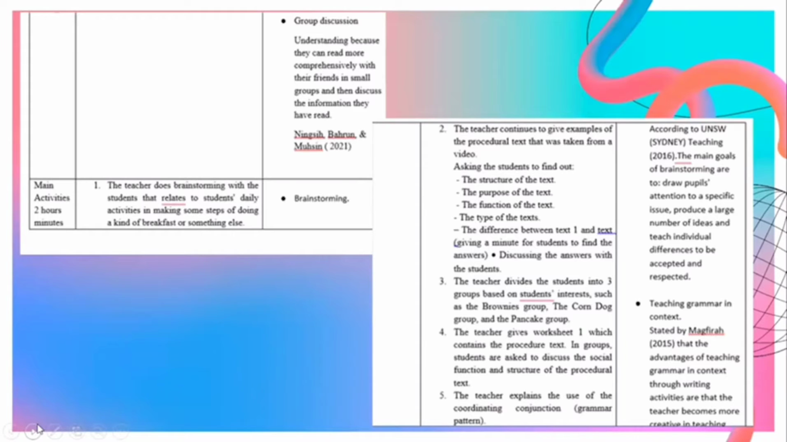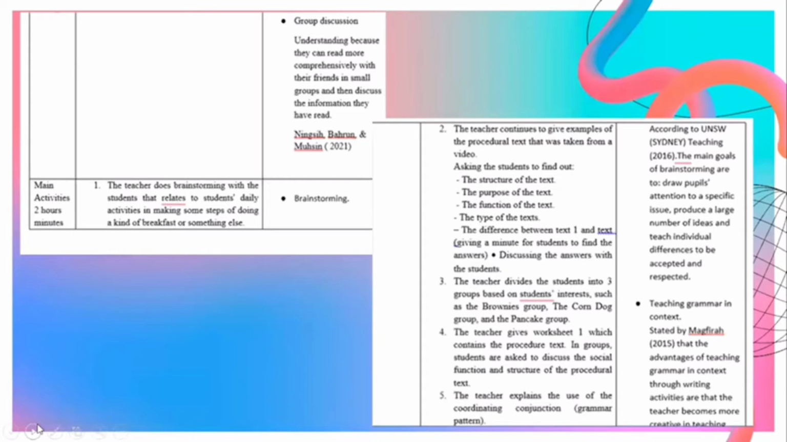The fourth, the teacher gives worksheet 1, which contains the procedure text. In groups, students are asked to discuss the social function and structure of the procedure text. The fifth, the teacher explains the use of the coordinating conjunction, which is the grammar pattern.